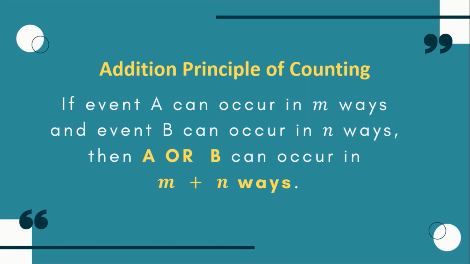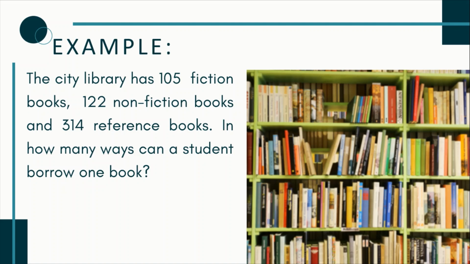The addition principle of counting states that if event A can occur in M ways and event B can occur in N ways, then A or B can occur in M plus N ways. So, ibig sabihin lang nito is, kung meron tayong 2 or more tasks, and ang gagawin lang natin ay isang task. It's either yung task A or yung task B. So, ang gagawin natin is we simply add the number of ways kung ilang beses natin pwedeng i-perform yung A or B. So, para mas maintindihan, let's have this example.